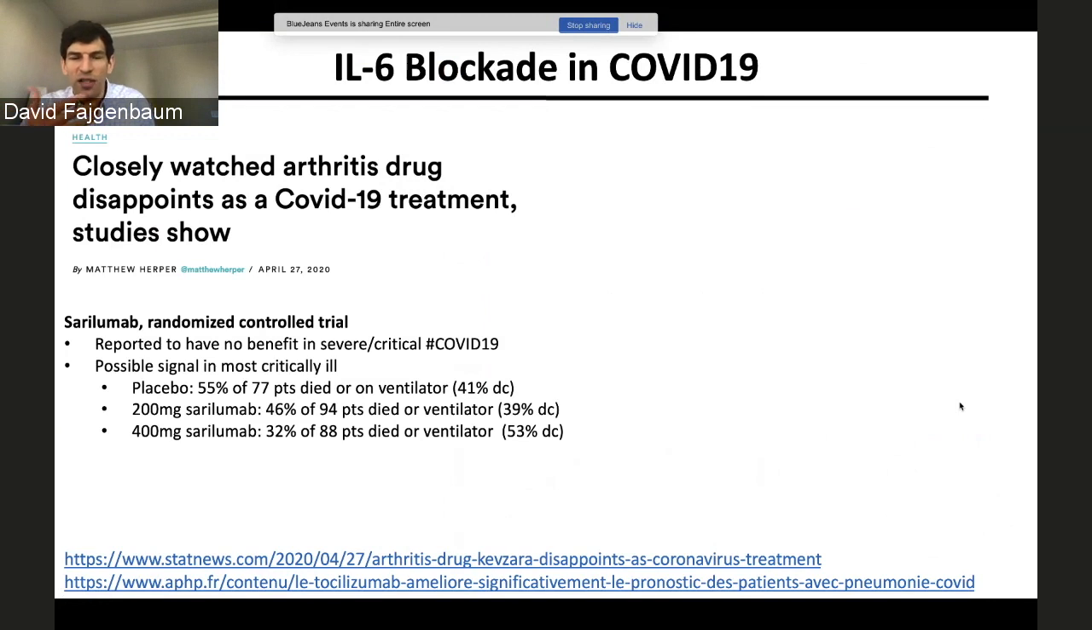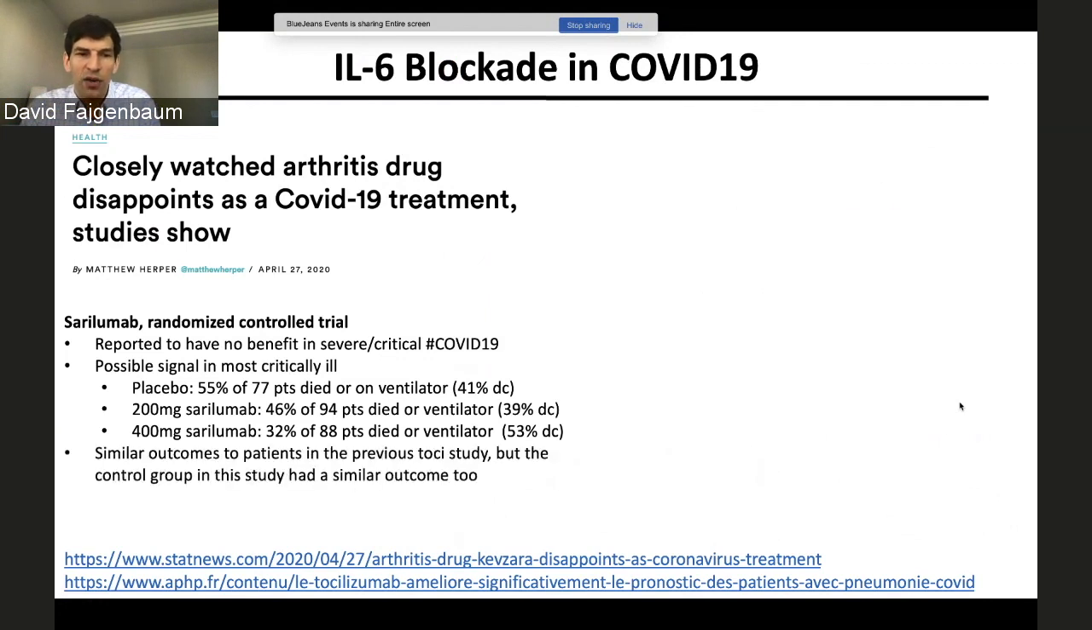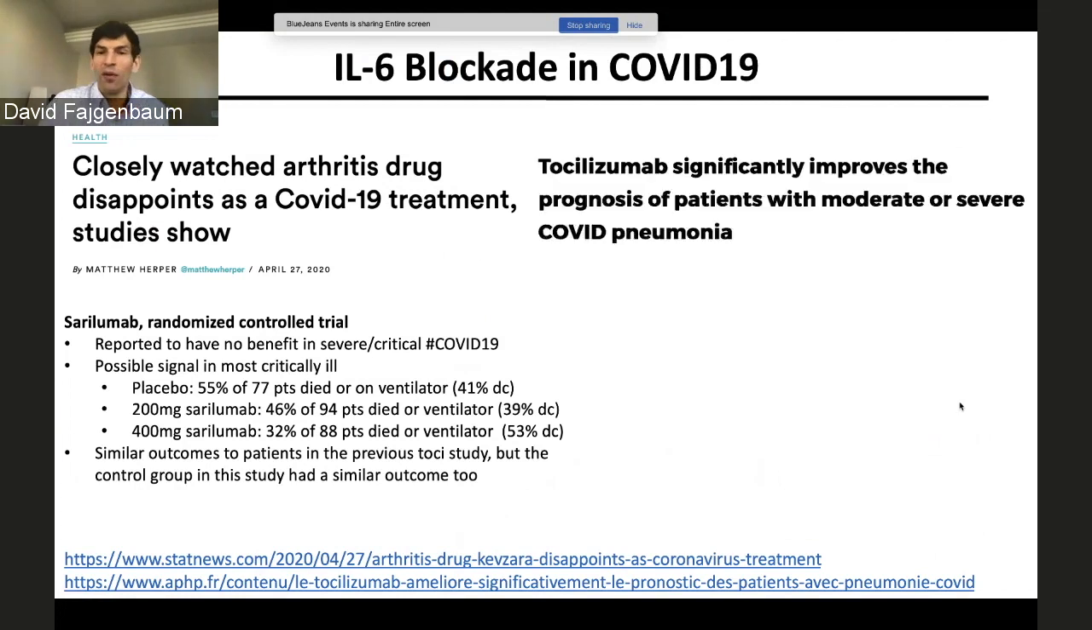And as you can see here, these are from news articles. These papers have not undergone any sort of peer review, but these are data directly from the drug companies. What was a bit concerning about this result is that there were similar outcomes in patients to that previous TOSI study that I shared, but unfortunately, the control group also had similar outcomes. So it may not be that the drug is actually causing this improvement. It may actually be that these patients were going to improve anyway.